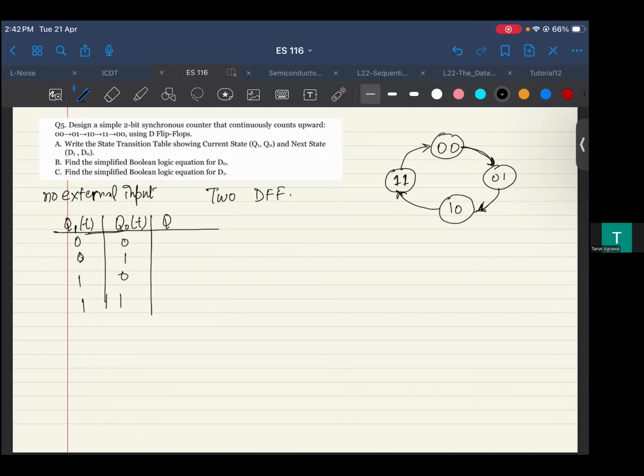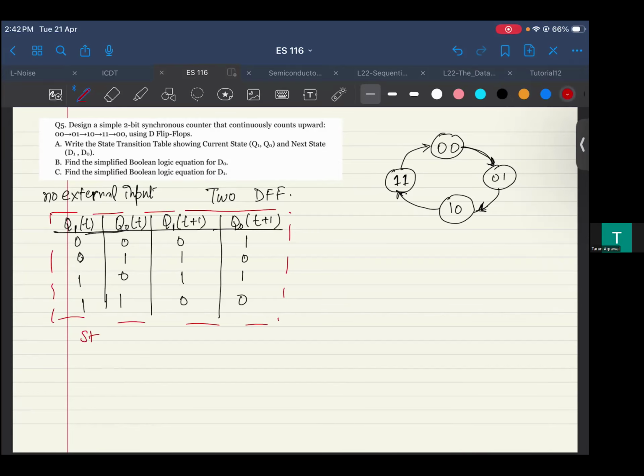Now the next state, we know Q1 t plus 1 and Q0 t plus 1, is going to be just the next one. So when it is in 00, we know it wants to be in 01. When it is 01, it wants to be 10. When it is in 11, it wants to be 00, right? So that is what we have seen, and this is what we have drawn. This is your state table, so you have converted this problem into a state table.